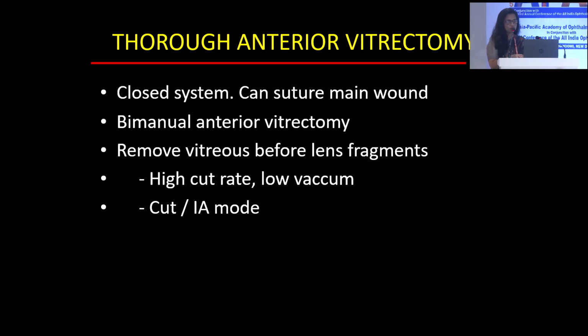After that, you should do a thorough anterior vitrectomy. Now, to do a vitrectomy, the chamber should be a closed chamber. So, suture the main wound, make another side port, and do the vitrectomy from your side port. Always remove the vitreous before you remove the lens fragments. Use the highest cutting rate that your machine supports and a low vacuum. You should use the cut IA mode to remove the vitreous.